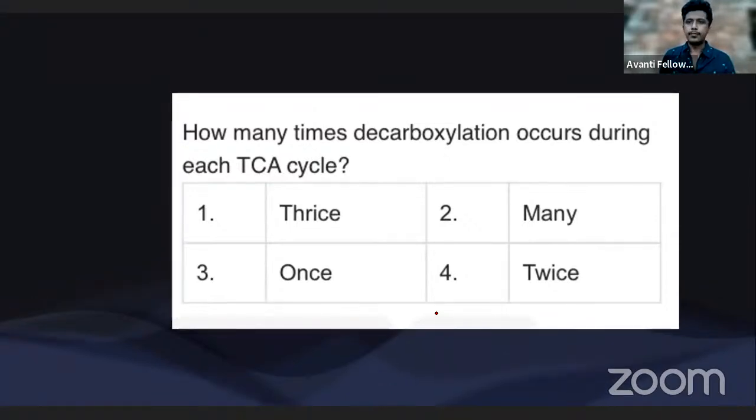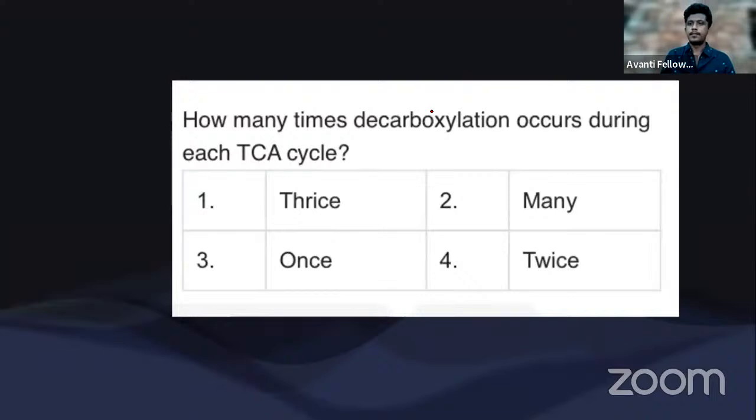How many times does decarboxylation occur during the TCA cycle? How many times does it happen? All right, can we answer this question? How many times does decarboxylation occur during the TCA cycle? So the answer is 2. Okay, the answer is 2.